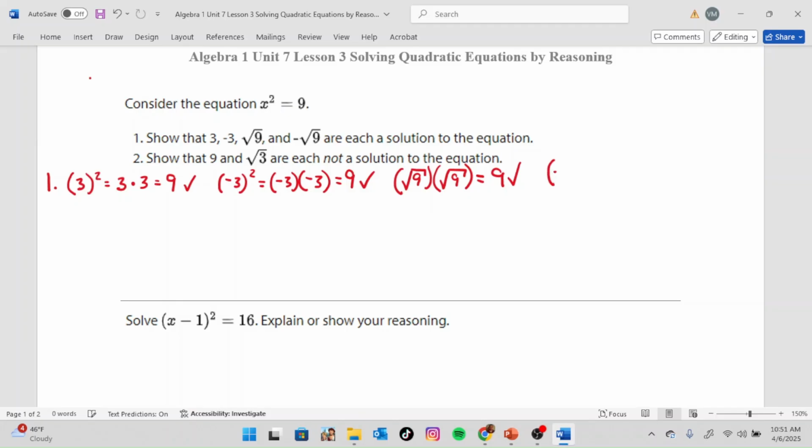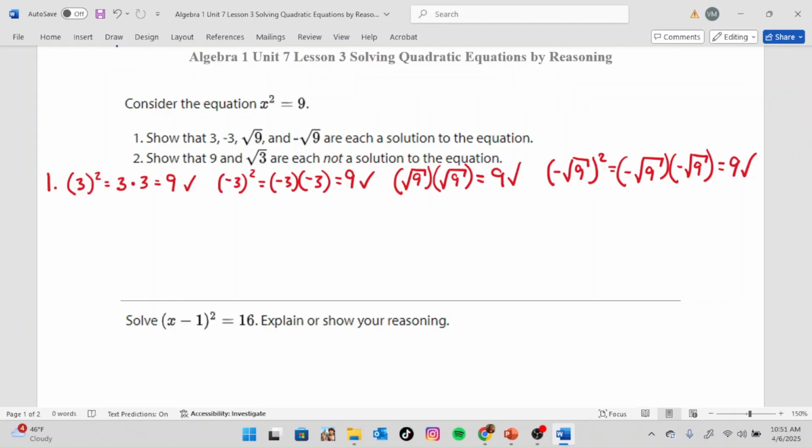And finally, we have negative square root of 9. Again, if I multiply a negative times a negative, it becomes positive. And square root of 9 times square root of 9 equals 9. So we have shown that 3, negative 3, square root of 9, and negative square root of 9 are all solutions to the quadratic equation x squared equals 9.